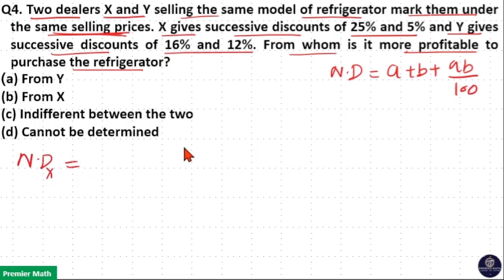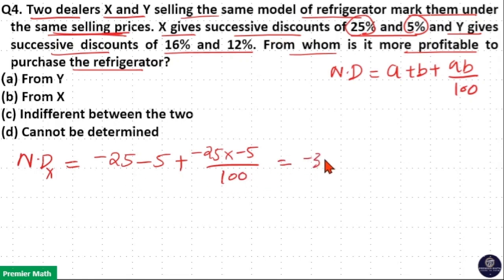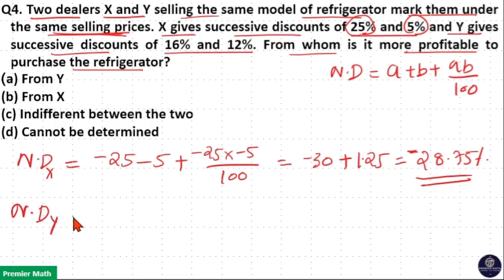Here net discount for X is equal to, successive discounts are 25 and 5. Discount means minus. So minus 25 minus 5 plus minus 25 into minus 5 divided by 100. Now which is equal to minus 30. Minus 25 into minus 5 will become plus 125. Plus 125 by 100 is equal to plus 1.25. So which is equal to minus 28.75. So minus 28.75 means discount of 28.75%.